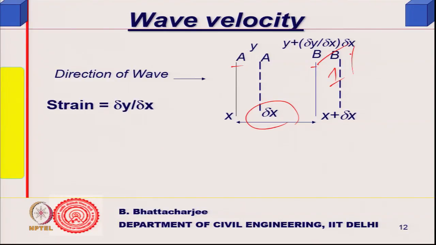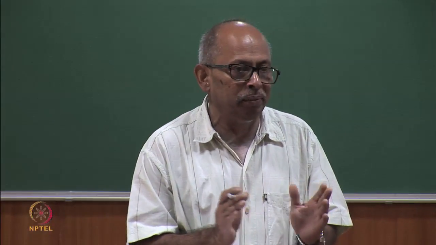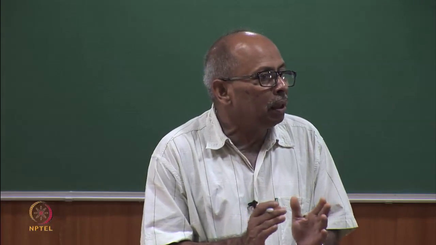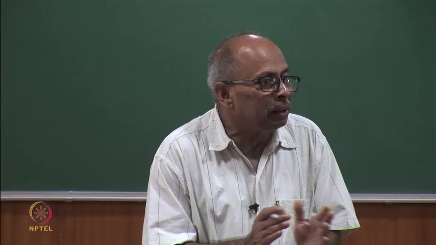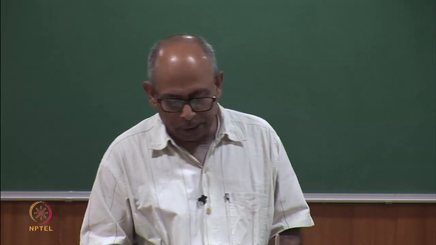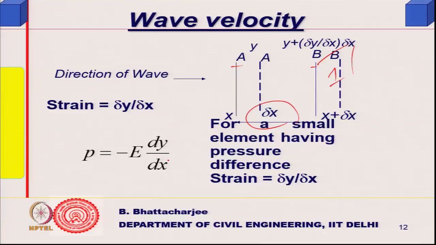So, strain would be given by del y by del x, and therefore P must be proportional to minus E dy by dx, because P is the stress, with a minus sign because I am taking compression as positive. Compression, that is shortening, means delta y is negative, and that is my positive pressure. So, there is a negative sign: P equals minus E dy dx. For a small element, strain is del y by del x, and I can write pressure like this.